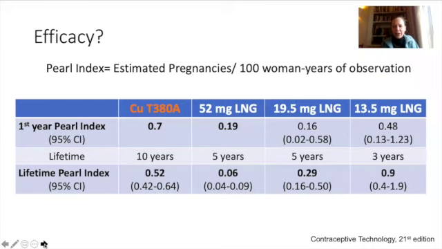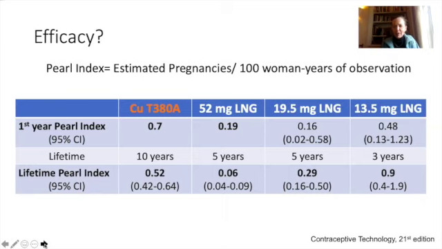When we look over the lifetime of the product, which again, as a reminder, is 10 years officially for the copper T380A, for the 52 milligram levonorgestrel was 5 years when these studies were initially done. For the 19.5, again, 5 years. For the 13.5, 3 years. We'll see that the lifetime Pearl Index changes.